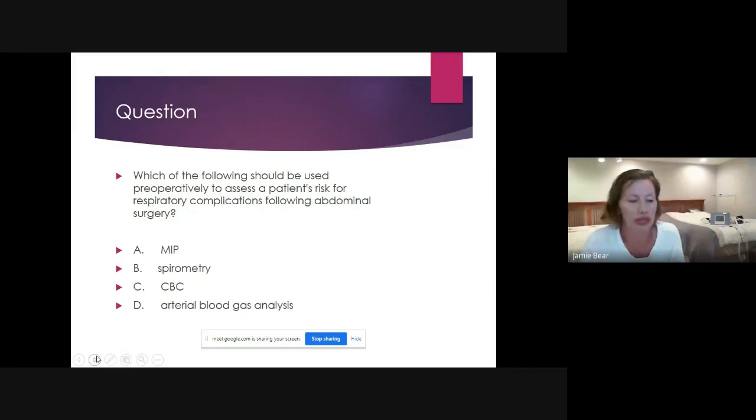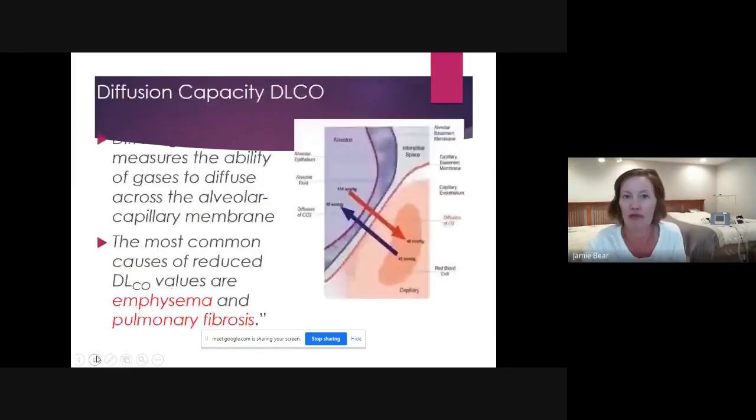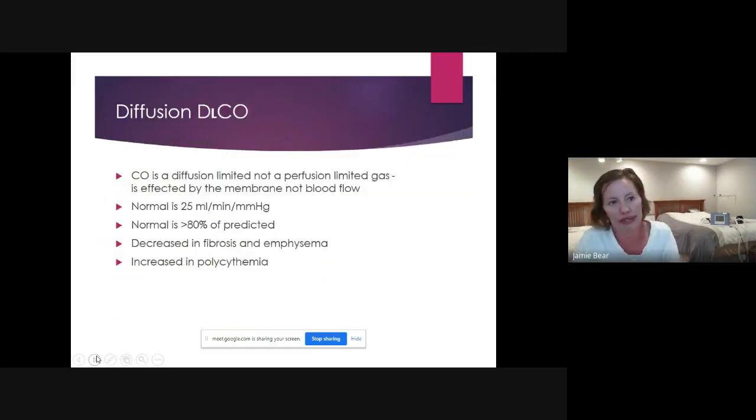Looking at the patient's functional status of the lung will help predict how their outcomes are going to be after surgery. Another one you will see is the DLCO, the diffusing capacity, which measures the ability of gases to diffuse across the alveolar capillary membrane. The most common causes of reduced DLCO are emphysema and pulmonary fibrosis.